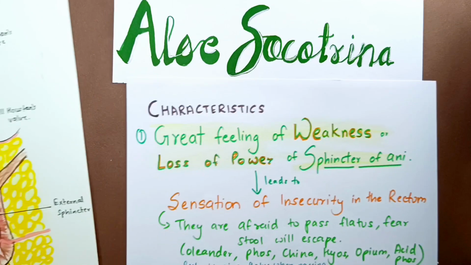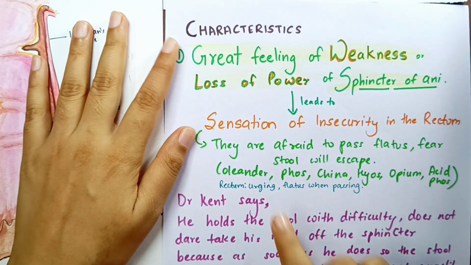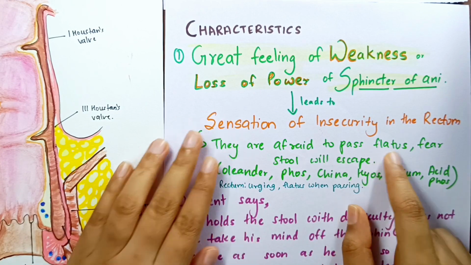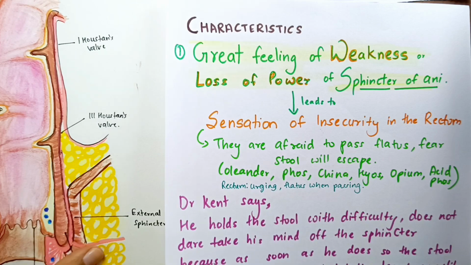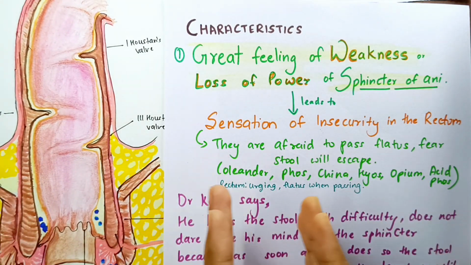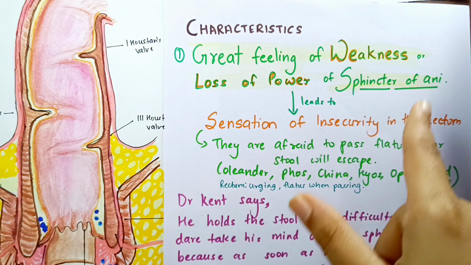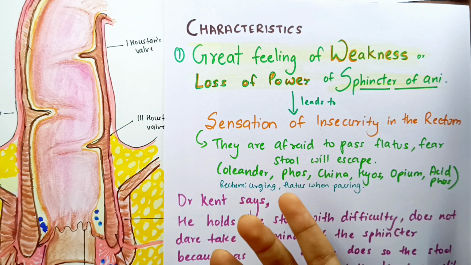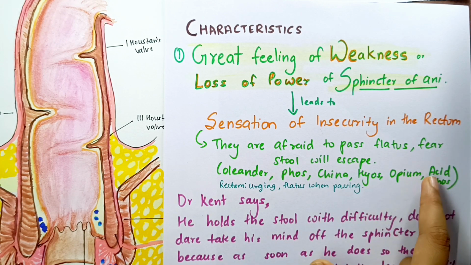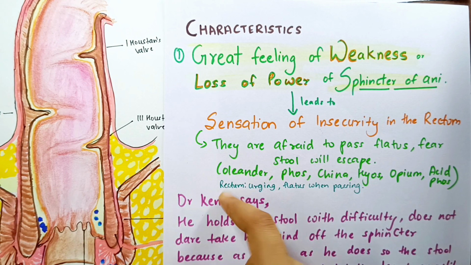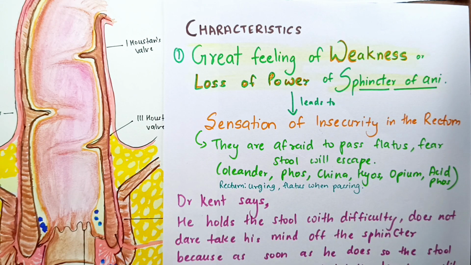Because of this, these people are afraid to pass flatus, fearing stool will escape. They are afraid to pass flatus because they fear that stool will also escape along with it, since there is this loss of power of sphincter ani. Other remedies like this are oleander, phosphorus, china, hyoscyamus, opium, acid phos. These remedies also have this kind of sensation of insecurity, but obviously it is very, very great in Aloe.